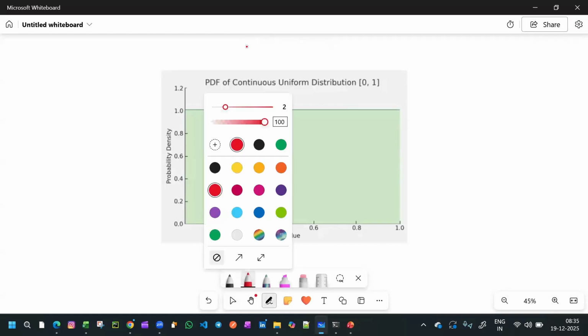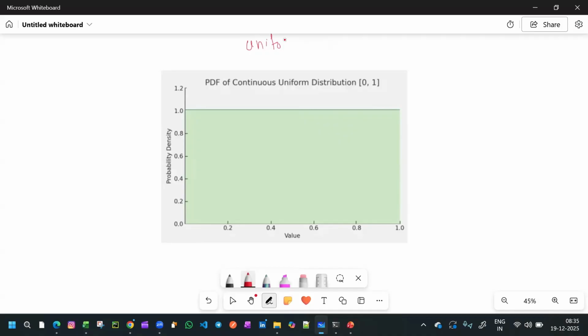Let me write it: uniform distribution. It's very simple and straightforward. So in a uniform distribution, see here also the values, the probability density. I'm going to draw the graph. What does probability density mean? Forget about the formulas. Here we are not much concerned about the formulas. You just need to understand the concept of normal distribution and uniform distribution.